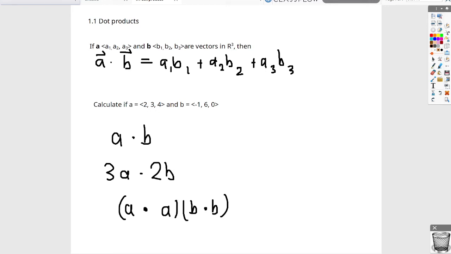Welcome to the first lesson of multivariable calculus. We will be starting off with dot products, and then we'll be moving on to other vector stuff. But for now, we're gonna start off with dot product. What is the dot product?